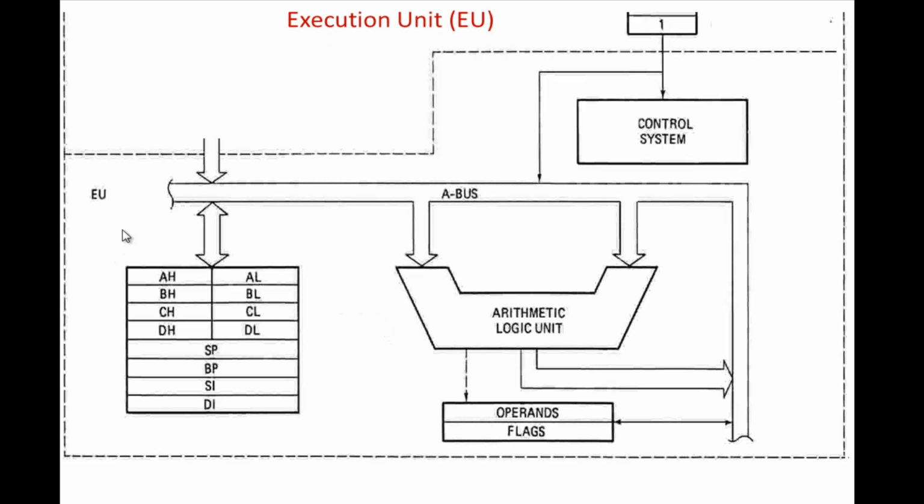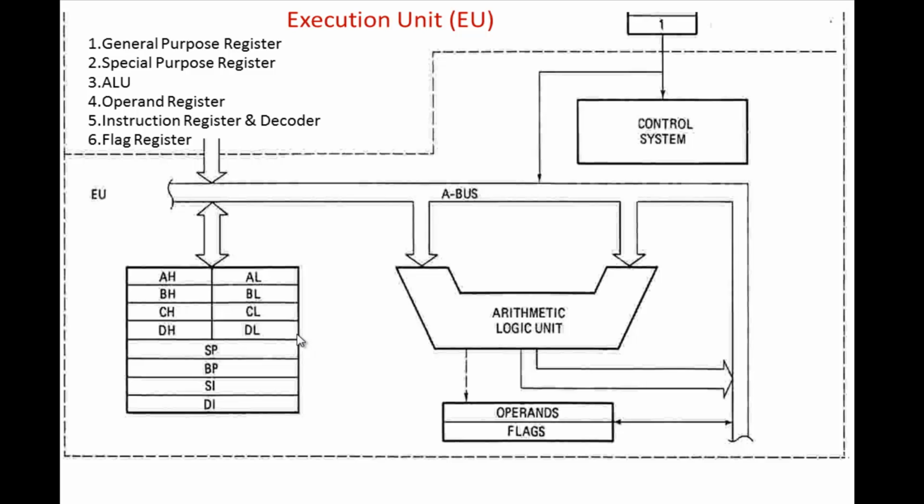Hey guys, it's Nilesh. In this tutorial, we'll study the remaining part of the architecture, and that is the execution unit. Here is a base diagram of the execution unit. It consists of 6 main parts, namely general purpose registers, special purpose registers, arithmetic and logical unit, operands, flags, and the instruction decoder. Execution unit performs all arithmetic and logical operations and also the internal data transfer operations.